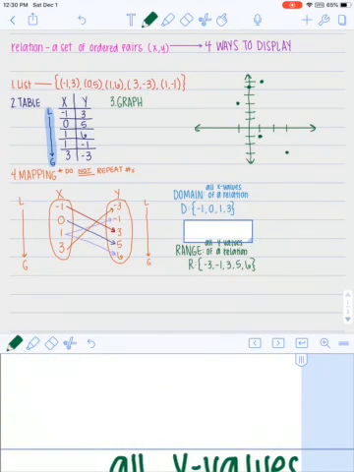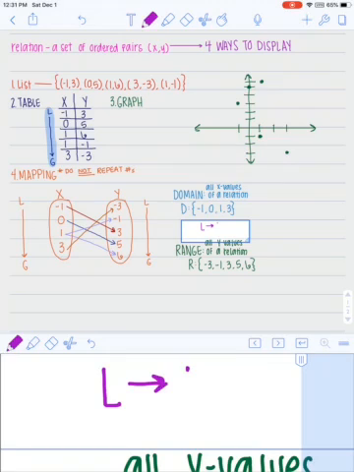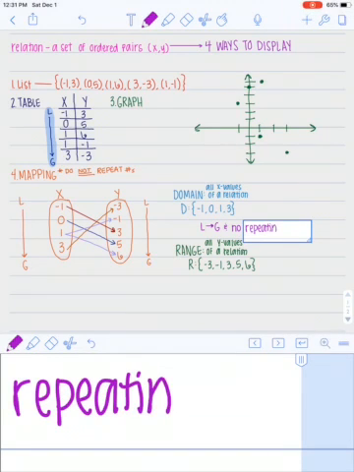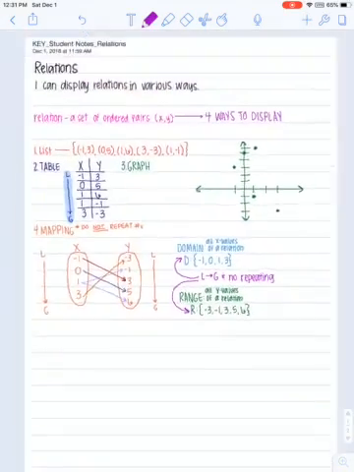So the most important thing to remember about our domain and range is that they follow the same rules as our mapping. So let's write those in. It must be listed least to greatest and no repeating. Unlike our table, that applies to both the domain and the range. So that's the important thing with mapping.